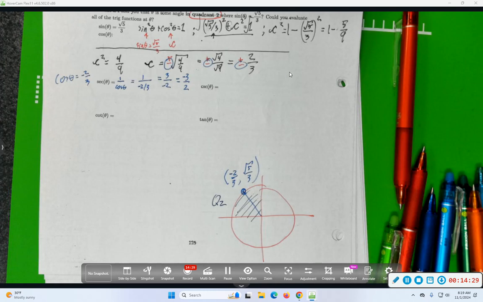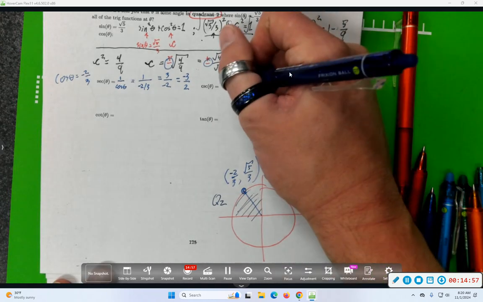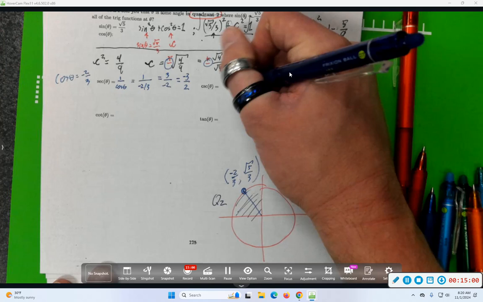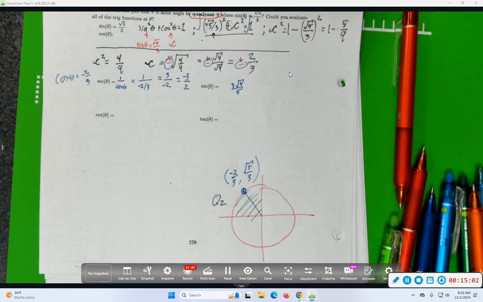Cool. In fact, let's come together. So cosecant, what do you get? I guess either a decimal value or an exact value. I'll be happy with either for now. I like that. 3 root 5 over 5.